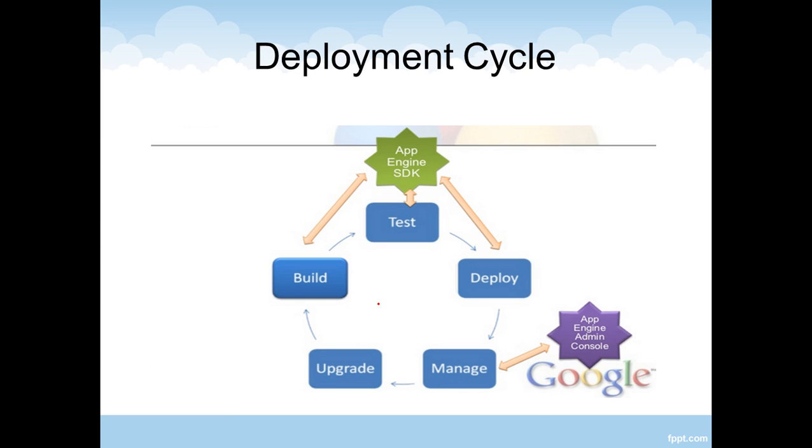This is the deployment cycle. They provide us the App Engine SDK, software development kit, and there is an admin console for building. I will show you all the things. This admin console is for building our application.